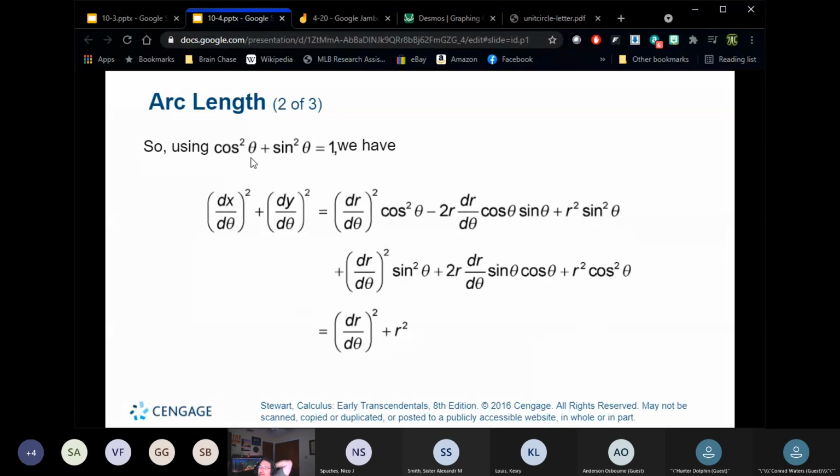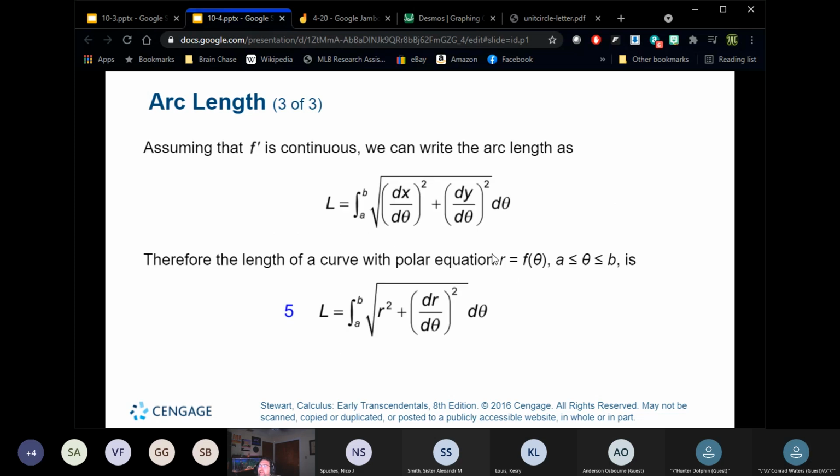So when we're looking at my cosine squared theta, sine squared theta, that equation that we used before, we end up getting dr over d theta squared plus r squared. Because remember, we're basically doing that Pythagorean theorem. So this is my original function, and then that would be the function that we're going to end up using. So when we look at it as continuous, we have the dx d theta squared, dy d theta squared, and that simplifies down to r squared plus dr d theta squared.